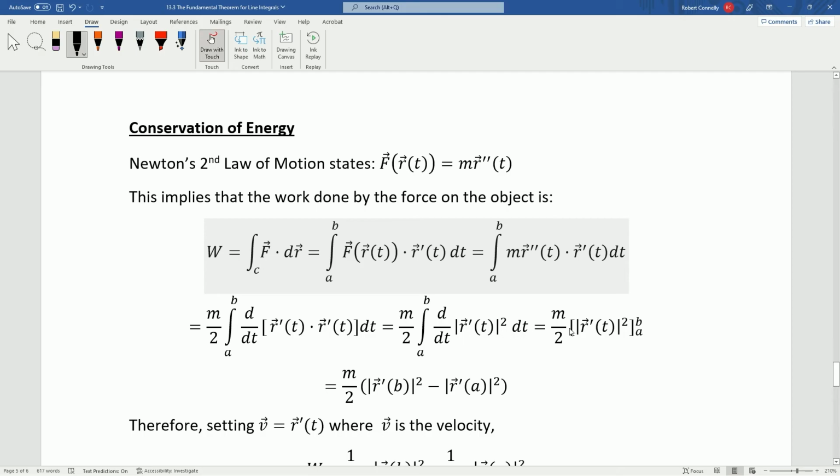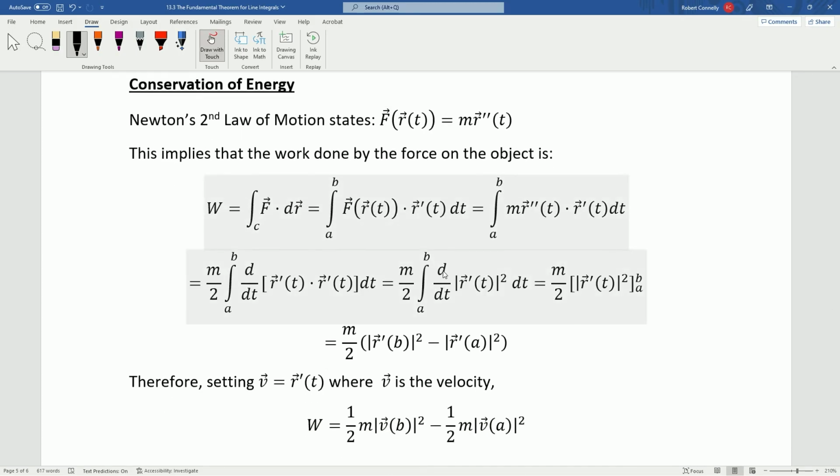Now, when we integrate this, what are we going to see? Well, we're integrating the derivative with respect to t, so we just get that function back. So this becomes the mass divided by 2 times the magnitude of r prime of t squared, evaluated from a to b, which looks like m over 2 times the magnitude of r prime of b squared minus the magnitude of r prime of a squared.